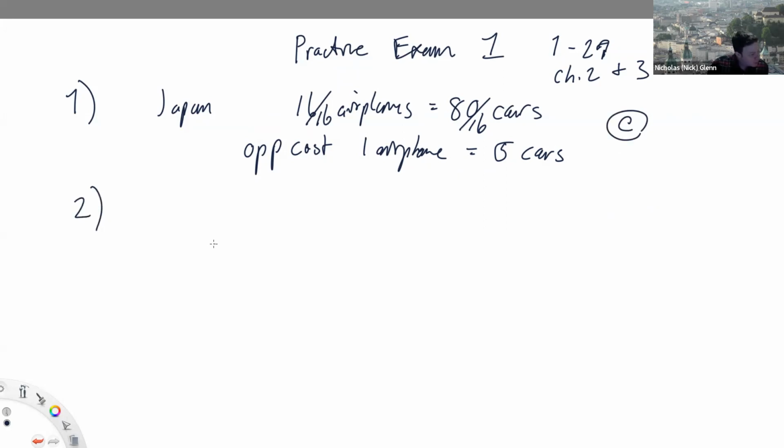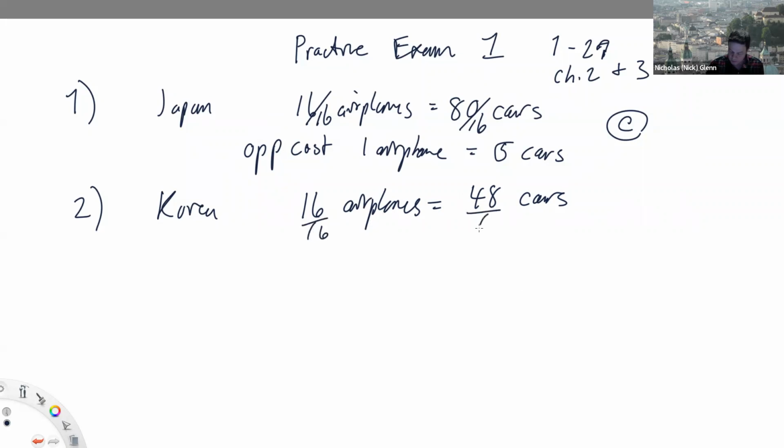2. What's the opportunity cost of one airplane for Korea? Well, Korea can produce either 16 airplanes or 48 cars. Okay, same way here to get the opportunity cost, just divide both sides by 16 to get this to one airplane. And so the opportunity cost of one airplane for Korea is 3 cars. Okay, and that's C as well.